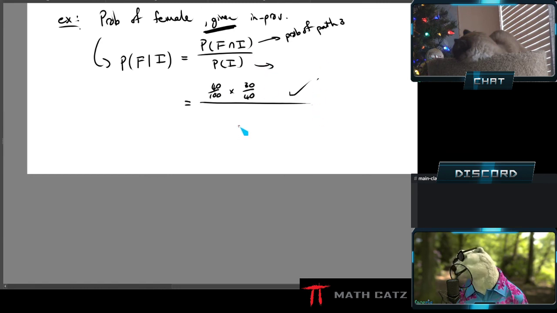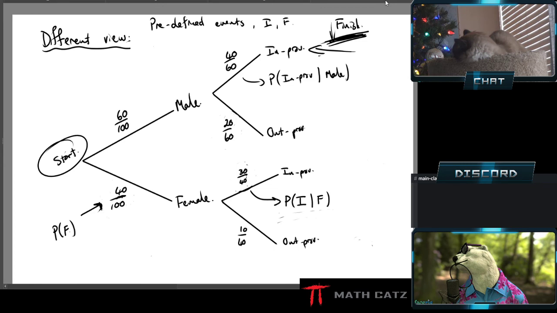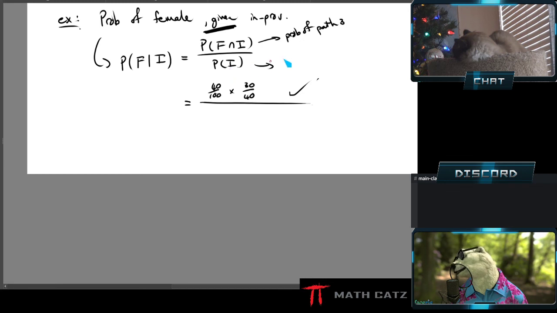The bottom still needs to be addressed. That one is not as strict. The probability of being in province. Which paths can give me that? This path or this path. So both paths 1 and 3 will result in a person being in province. So it'll be the probability of path 1 plus the probability of path 3. Because I can get it in two separate different ways.